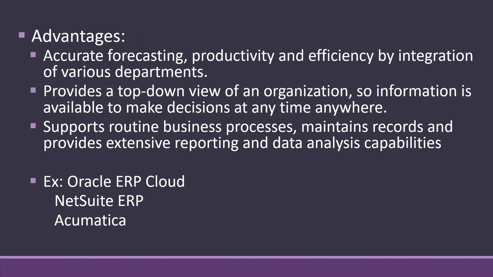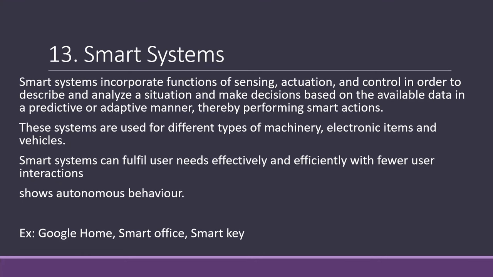The advantages are that it can be used to forecast accurately the productivity and the efficiency of a department. Or if we are integrating several departments together, we can use this to forecast how it's going. And also, as the ERP system covers the entire process of an organization, the system can be used to have a precise top-down view of the organization. Examples can be Oracle ERP Cloud, NetSuite ERP, Acumatica, likewise.